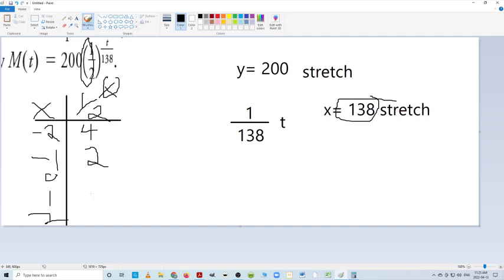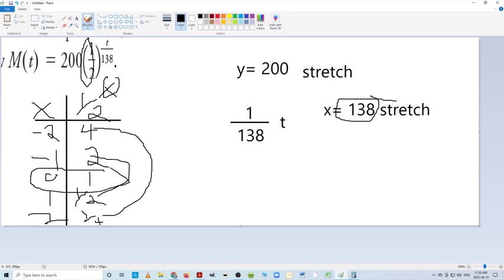When X is 0, the answer is always 1. So there's one of the key things. And when X is 1, you're always going to get your base. And then when X is 2, it's going to become a quarter. Notice the relationship between these and these. They're kind of reciprocals on either side of the 0, which means I can graph them.